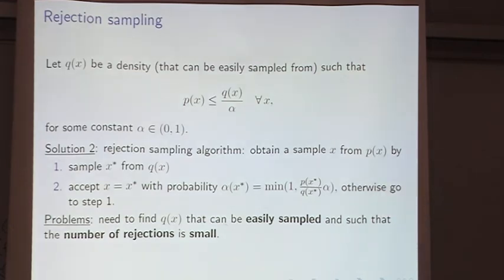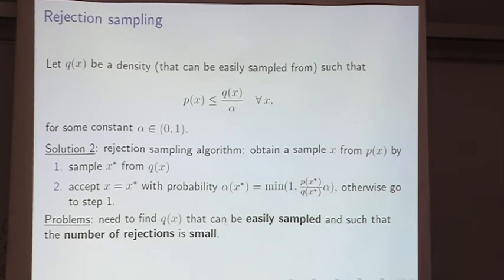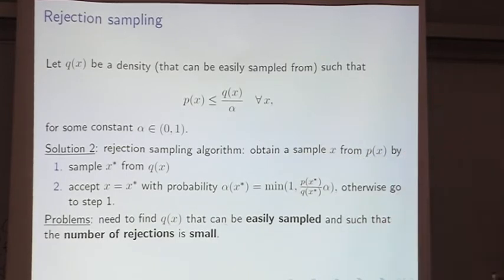The problem with this approach is that we need to find a proposal density that can be easily sampled and such that the number of rejections is small. So this alpha here gives us the expected proportion of candidates accepted.